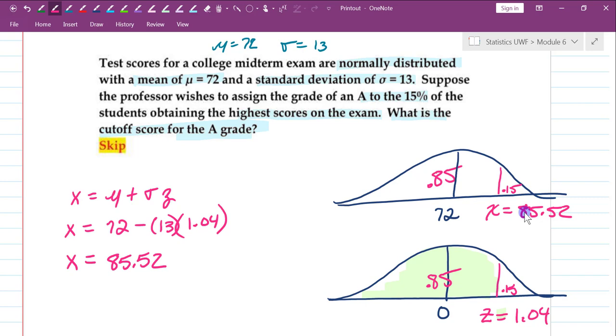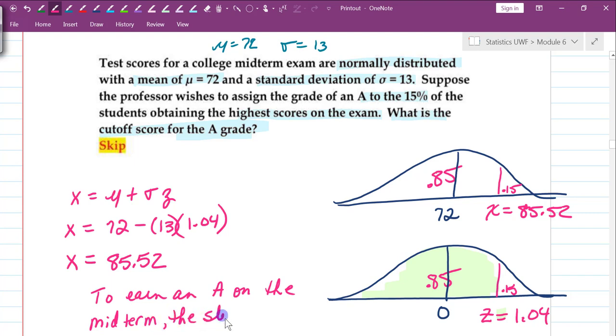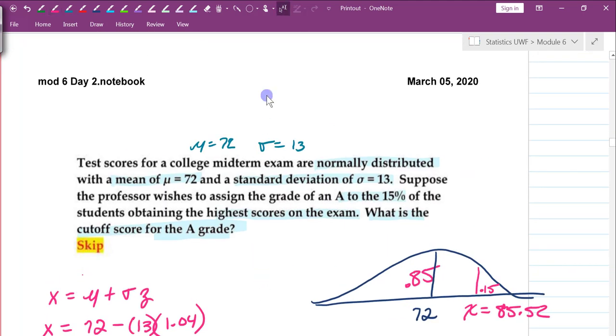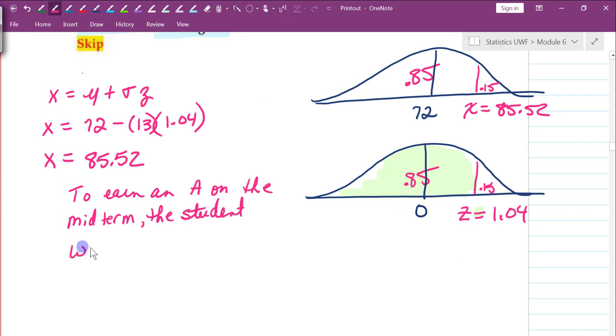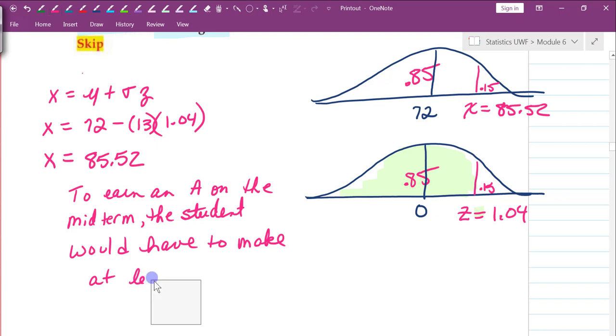So to earn an A on the midterm, the student would have to make at least, that is at least, I promise you that spells at least, an 85.